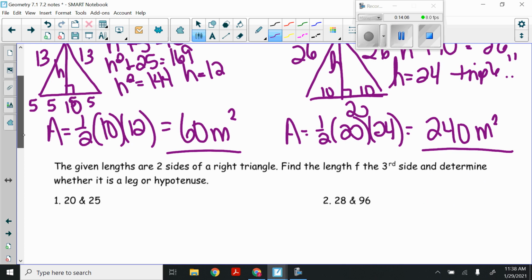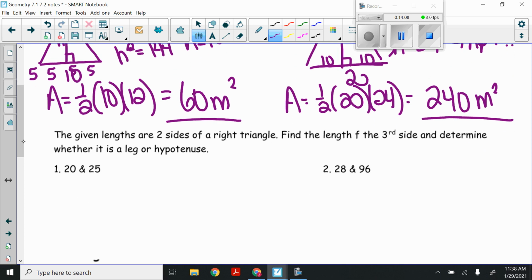Okay, let's look at another concept. It says the given lengths are two sides of a right triangle. Find the length of the third side and determine whether it's a leg or a hypotenuse. These are all going to be a whole number. Whenever we have these types of problems, it must be a whole number.